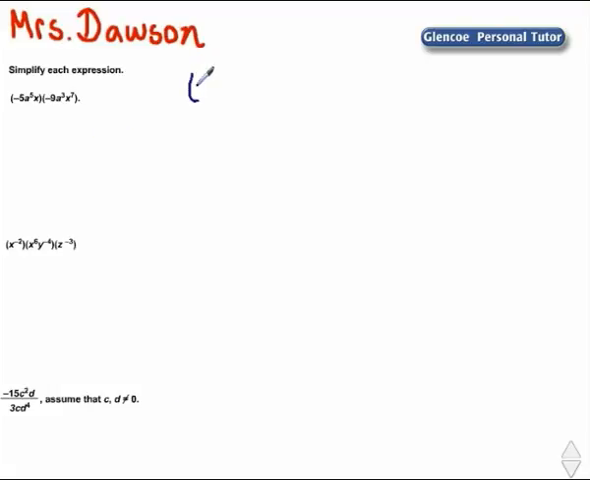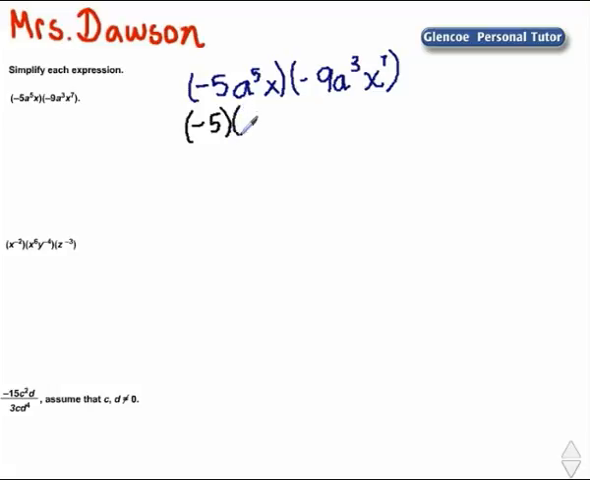Rewrite the expression negative 5 times a to the 5th times x multiplied by negative 9 times a cubed x to the 7th. Using the commutative properties, we can rearrange so that we're multiplying negative 5 times negative 9, a to the 5th times a to the 3rd, and x times x to the 7th. Negative 5 times negative 9 is 45.